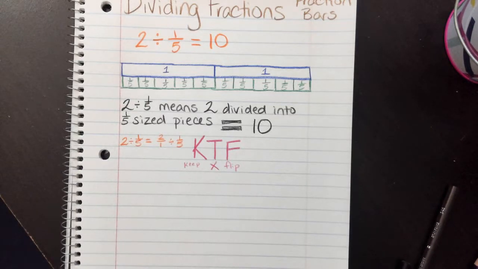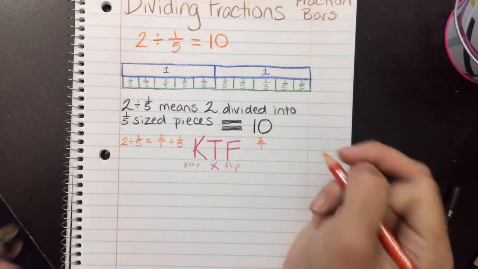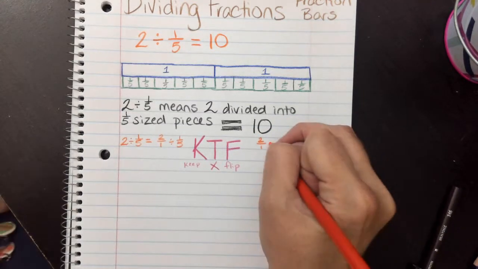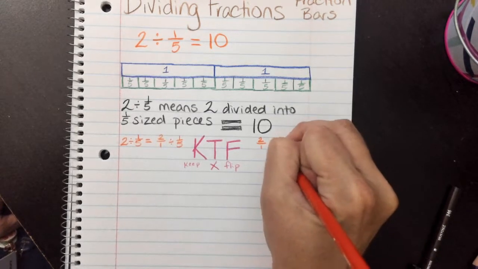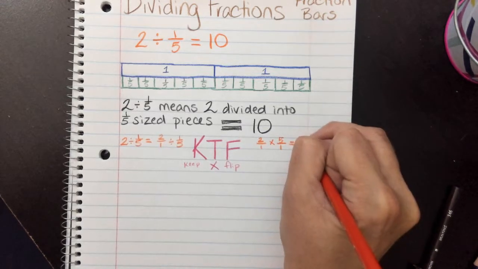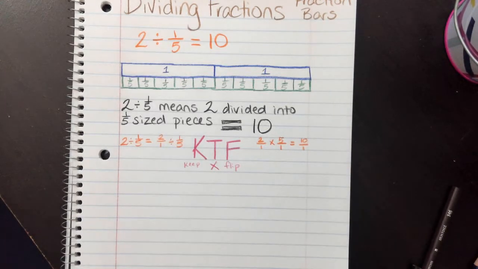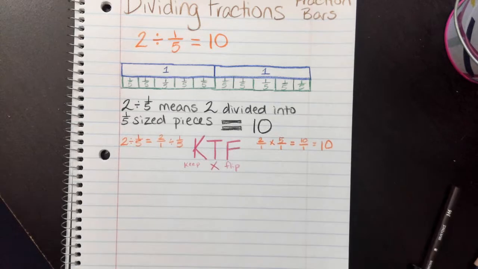Okay? So I keep the first fraction, the 2 over the 1, change the division sign into a multiplication sign, and then I flip 1/5 to become 5 over 1. And then to multiply fractions, I just do it. 2 times 5 is 10, 1 times 1 is 1, and 10 over 1 is the same as 10.